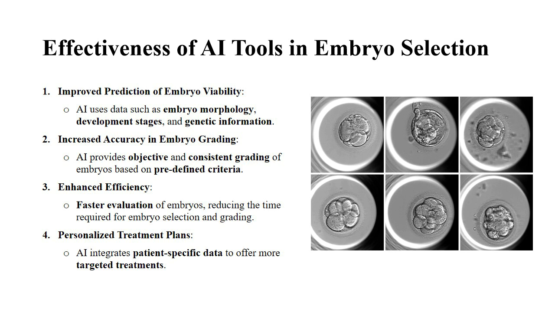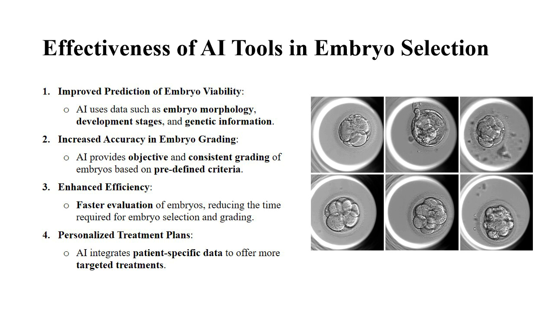A. Improve prediction of embryo viability. AI algorithms use large datasets to identify patterns in embryo morphology, developmental stages, and genetic information. This allows them to predict which embryos are more likely to result in a successful pregnancy.